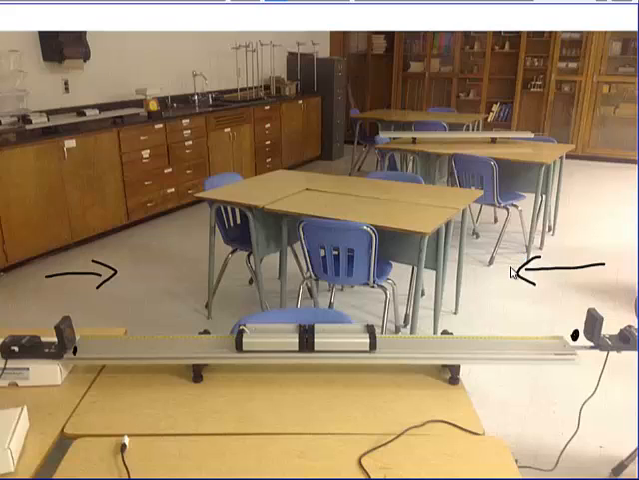So what we're going to do first is we're going to go ahead and tell our LabQuest that no, we actually need to re-zero our sensors. We need to retell them which direction is which.